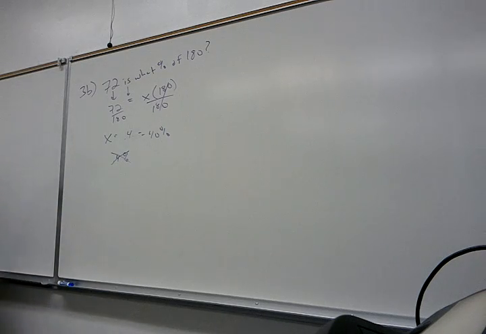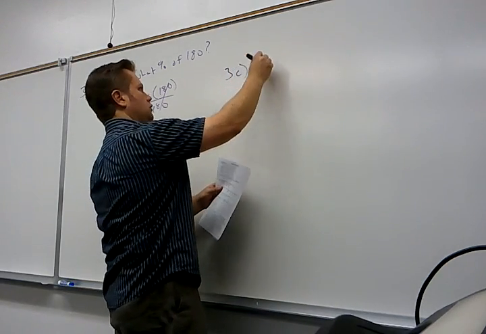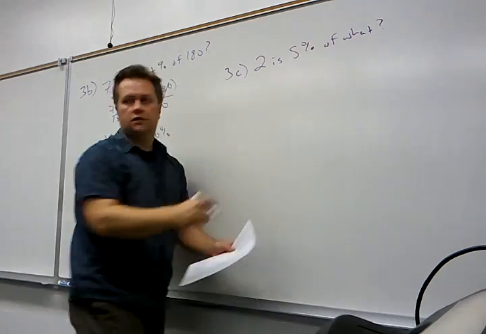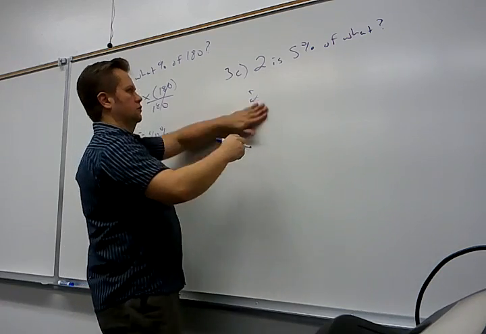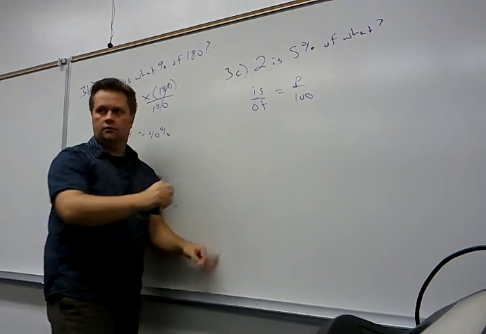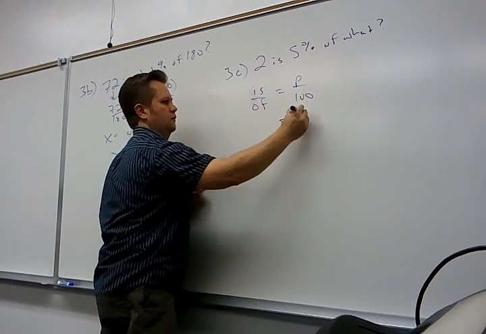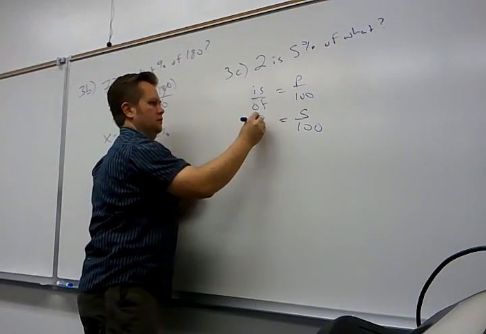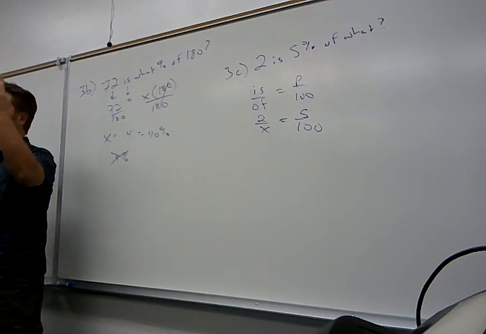And then 3C, I think I just forgot to come back to it. Same way: 2 is 5% of what? So you set that up the same way. Can you do it the other way? Oh, sure. If you do it the other way, it's is over of, percent over 100. So obviously what goes up here? The 5. The is, is it 2? 2 is of what? X. Cool. And then you can cross multiply and go from there.